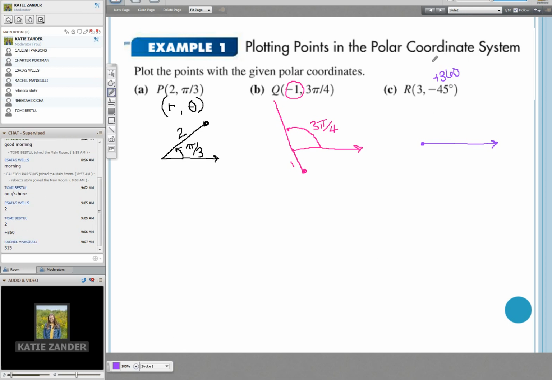Around 315, or not around 315. It is 315, which is in quadrant 4, right? So somewhere down here. So we can look at it as this is 315 degrees, or if we look at it from the inside part here, that's -45. So you can technically go the clockwise direction and get that -45 there.